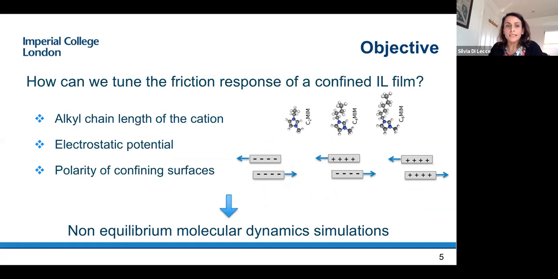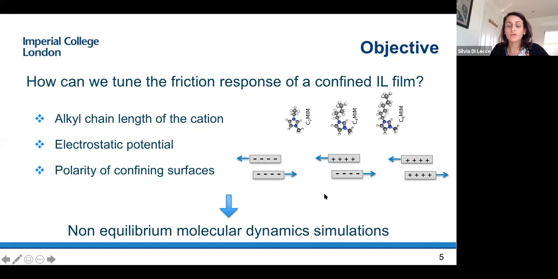In this talk, we want to understand how we can tune friction of a confined ionic liquid. The first thing that we are going to do is change the composition of the ionic liquid by changing the cation chain length. And we can also tune friction by changing, as we saw before, the electrostatic potential.